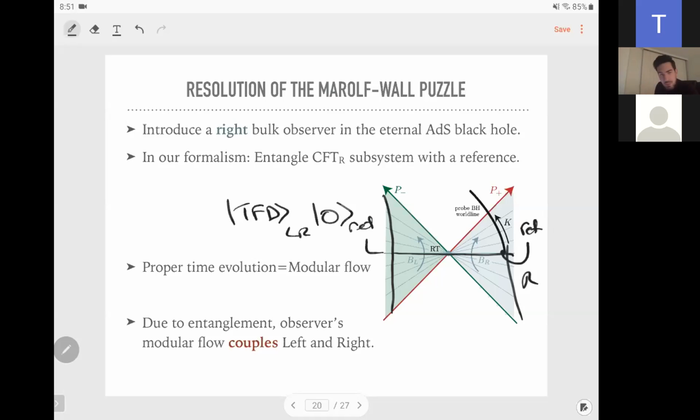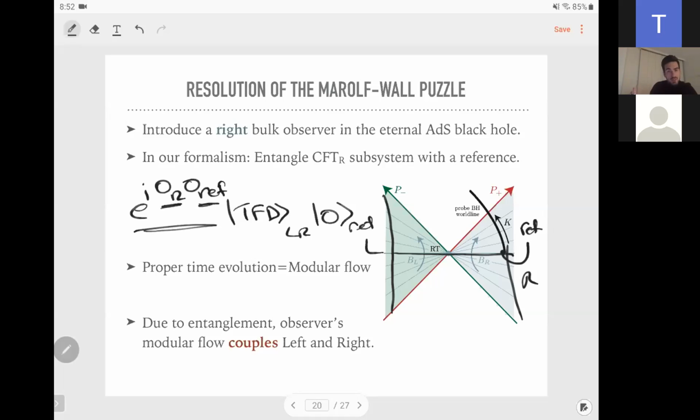To introduce my observer, I have to act with some unitary which couples the right and the reference. In this way, I have entangled these particular modes of the right CFT to the corresponding modes of the reference system. So I created this entangled state between my right observer and my reference without ever touching the left. I did not do anything to the left. This unitary doesn't see the left.